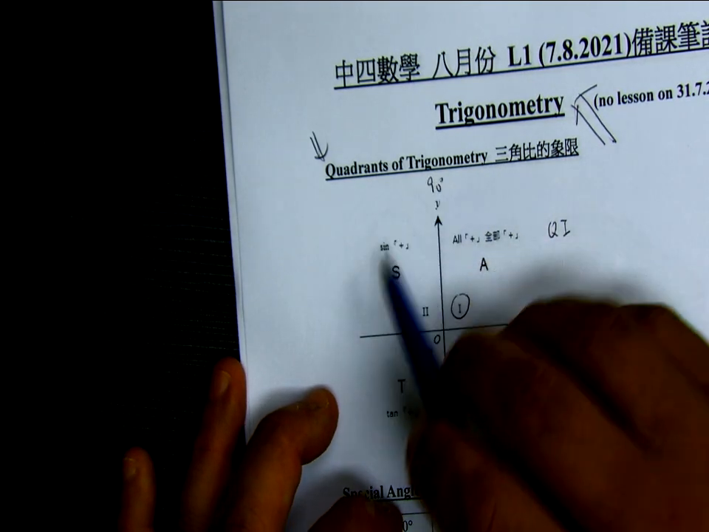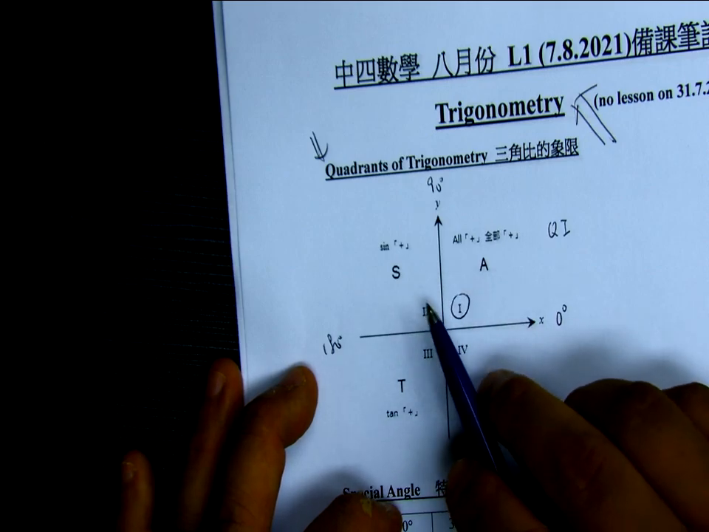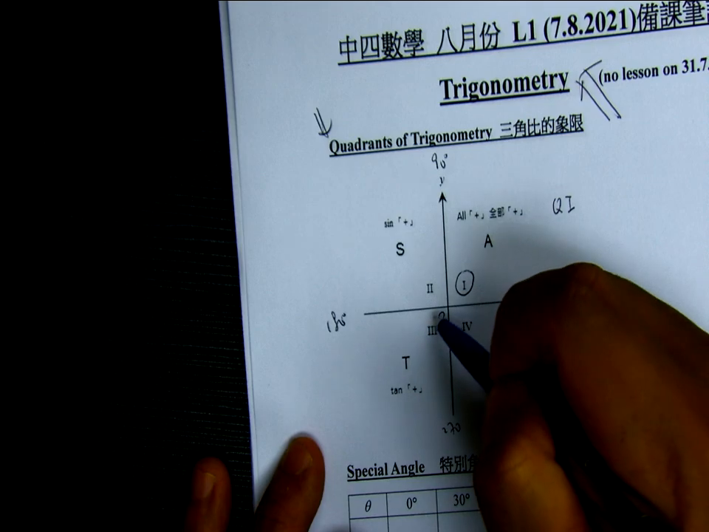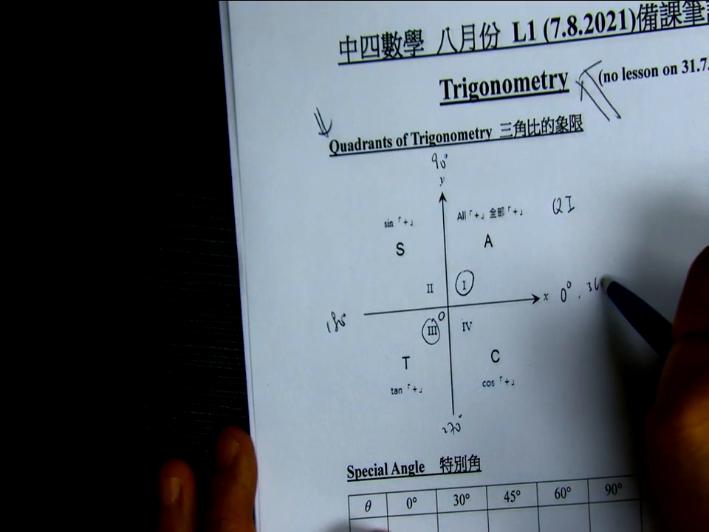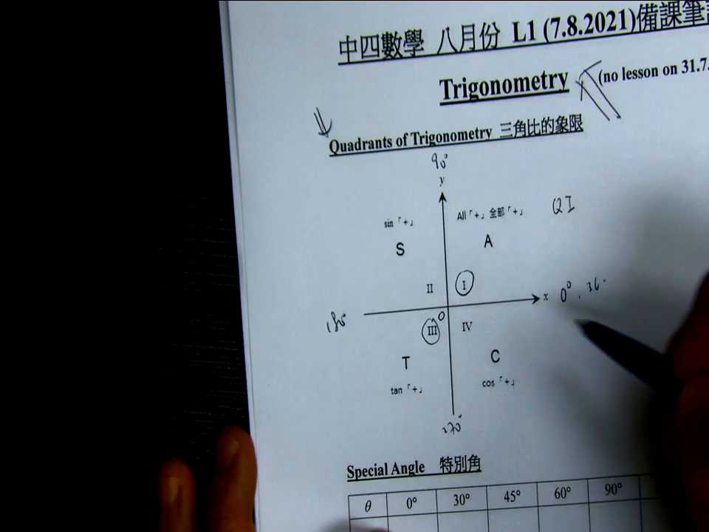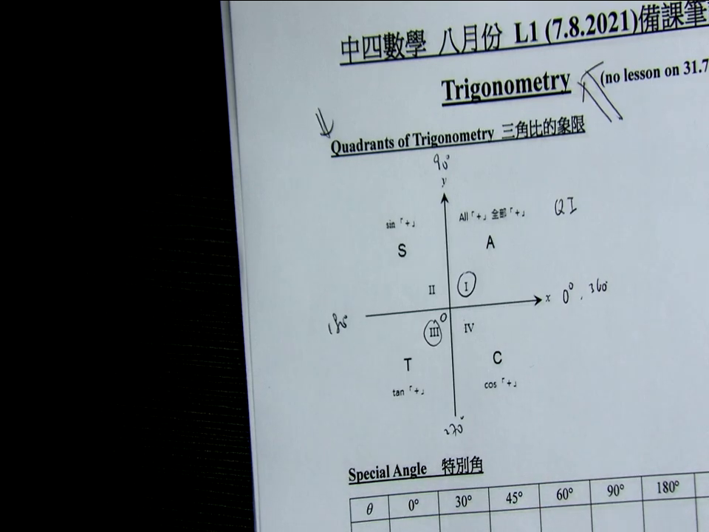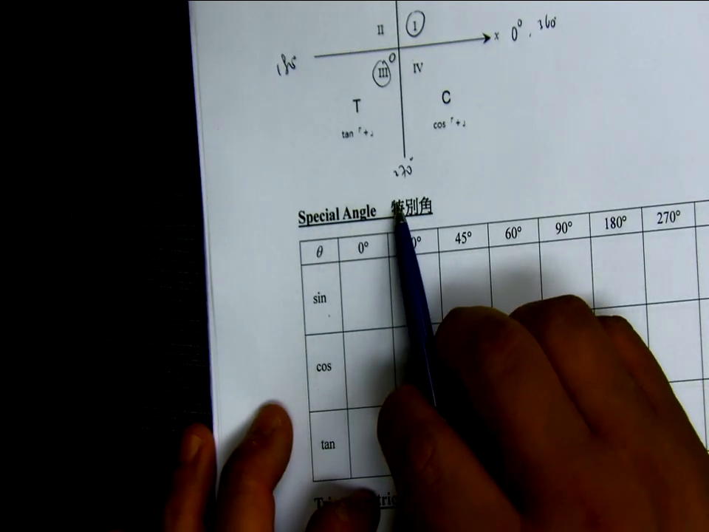And from 90 degree to 180 degree, we say the angle lies in quadrant 2. 180 degree to 270 is quadrant 3. 270 to 360, this is quadrant 4. This is the meaning of quadrant, where the angle lies in quadrant 1, 2, 3, 4. You should identify that.